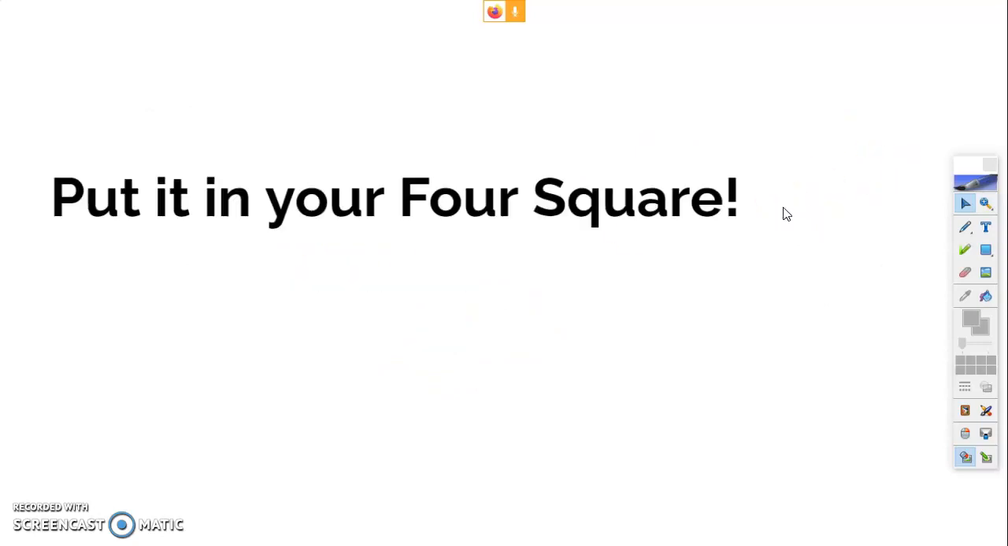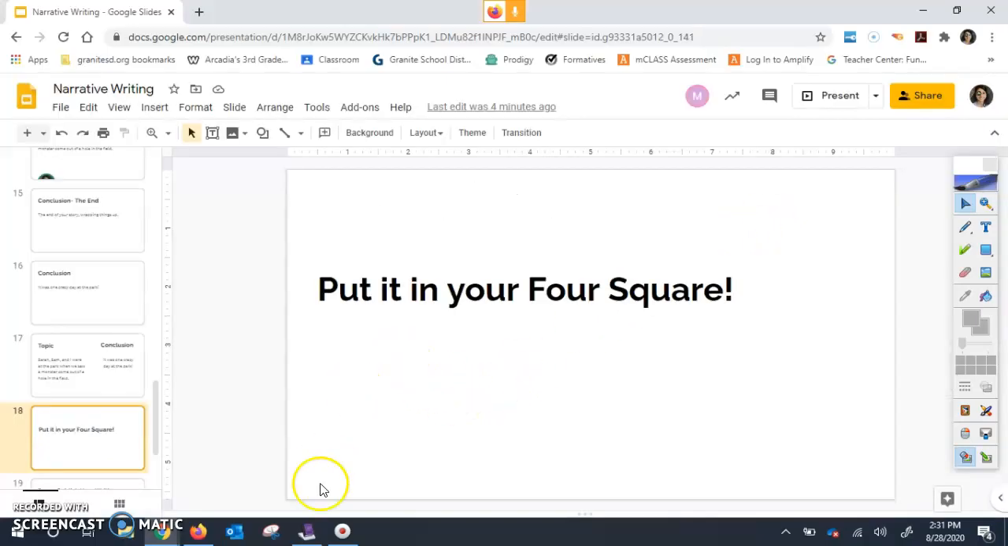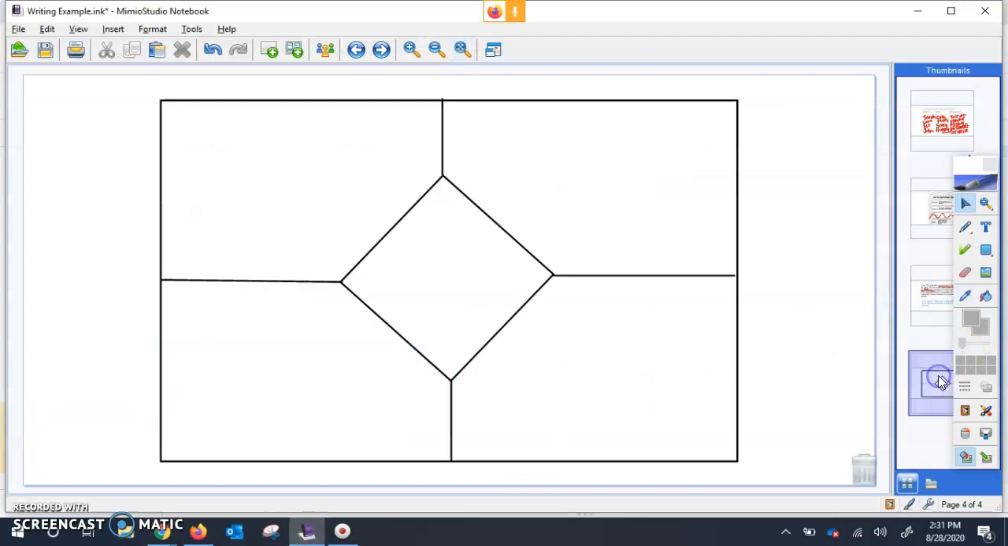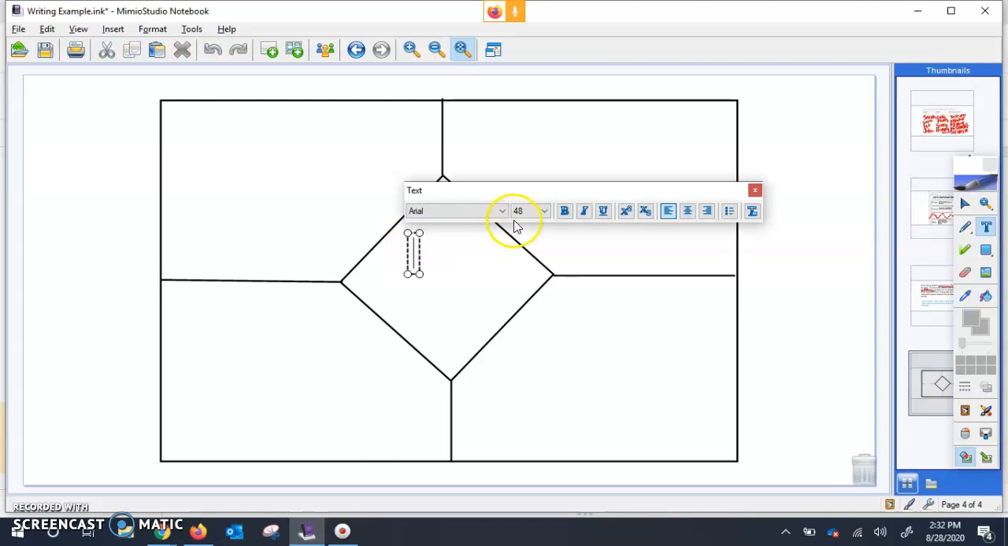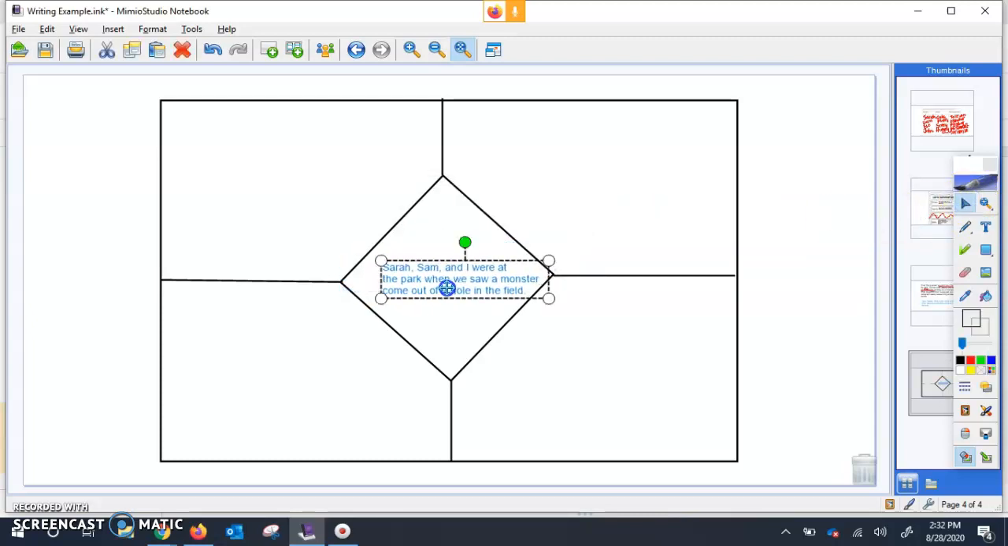And we are going to now put it into this thing called a foursquare. And maybe you've seen it before, but if you haven't, here is our foursquare. It's a four-squared piece of paper, basically, with a diamond in the middle. And our diamond here is going to be our topic. So if you recall, our topic was Sarah, Sam and I were at the park when we saw a monster come out of a hole in the field. So there was my topic sentence, and it's going right here in the middle.